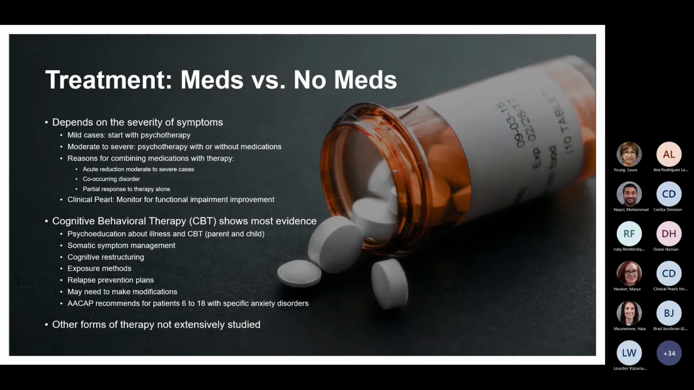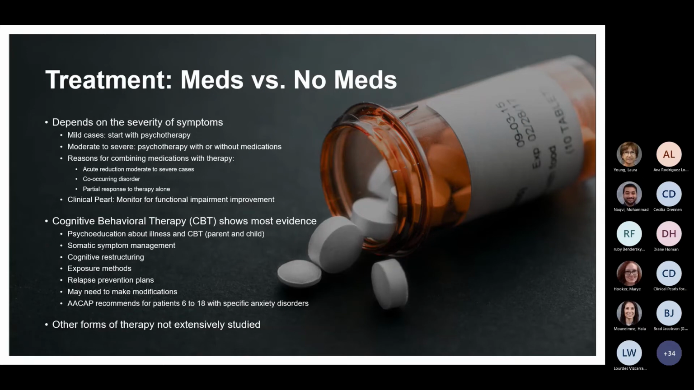Now, cognitive behavioral therapy, or CBT, shows the most evidence for treatment of anxiety disorders. And CBT includes psychoeducation about the illness, and CBT with parent and child, just to understand what the illness is and what CBT is. Then it includes somatic symptom management skills training, so how to deal with the physical symptoms that they experience when they're having anxiety. And then cognitive restructuring, so changing their thoughts about what is happening.